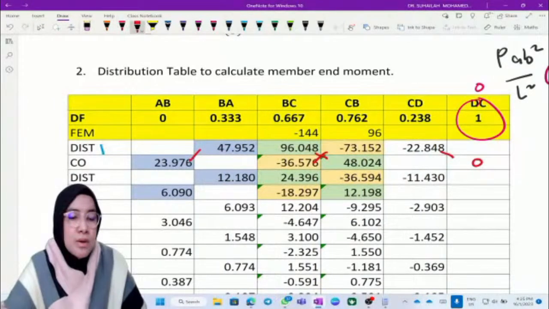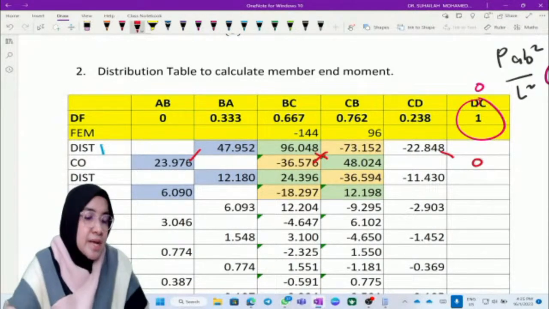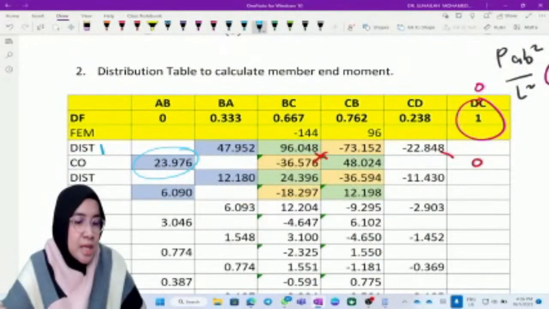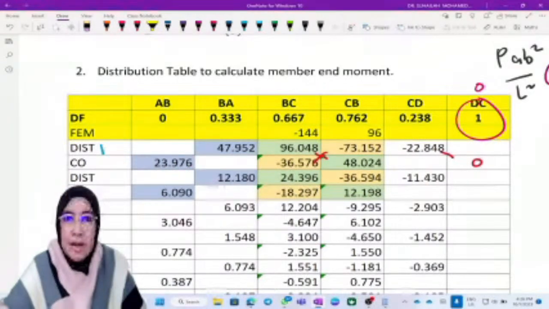Okay, it crosses the boundary. So this is why we get B, we get 47.92 by 2, it is 23. So this time we have to remain the sign. We only change the sign when we carry the value by 2.